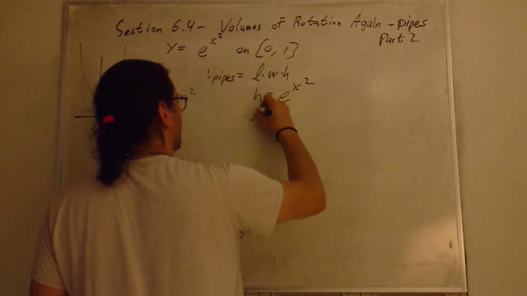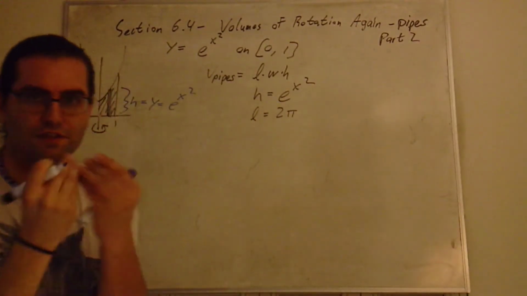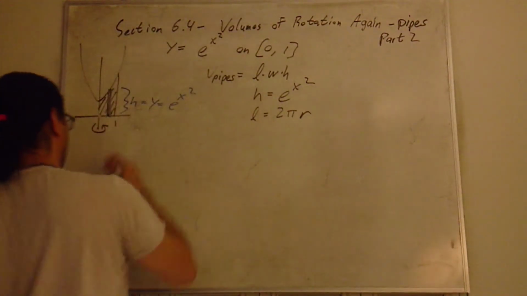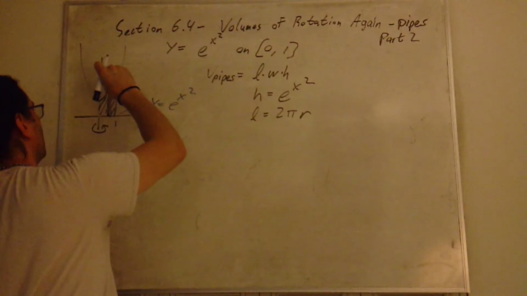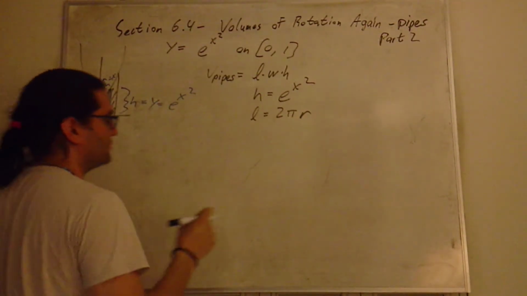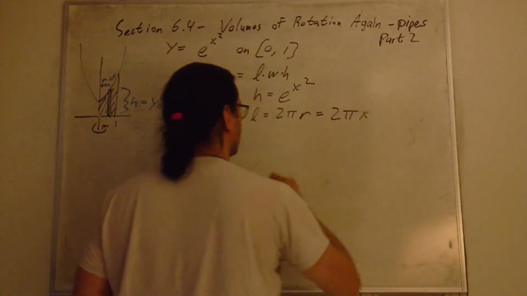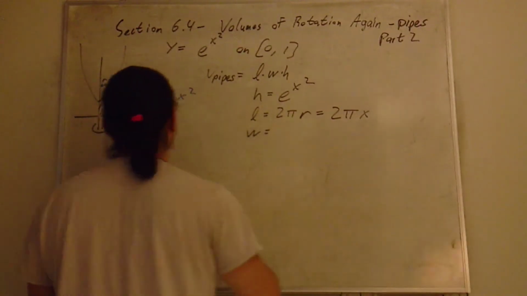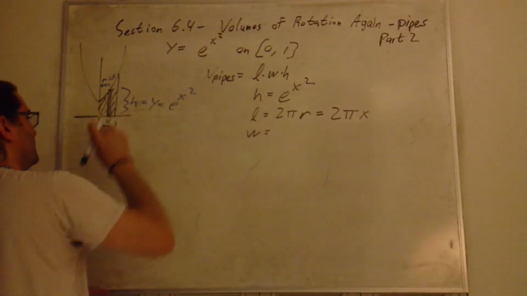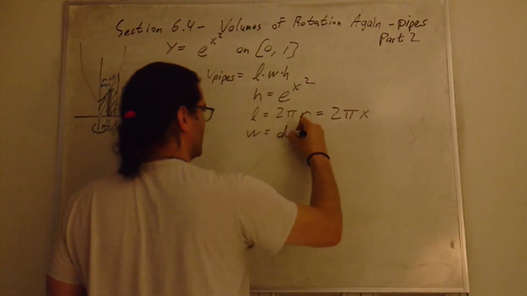And the length is, if you unroll this thing, the length will be the circumference, which is 2 pi r, and r is an x value. So this is 2 pi x. And the width is the thickness of the paper, that tiny little thing that we're shrinking to almost nothing. That's going to be dx.